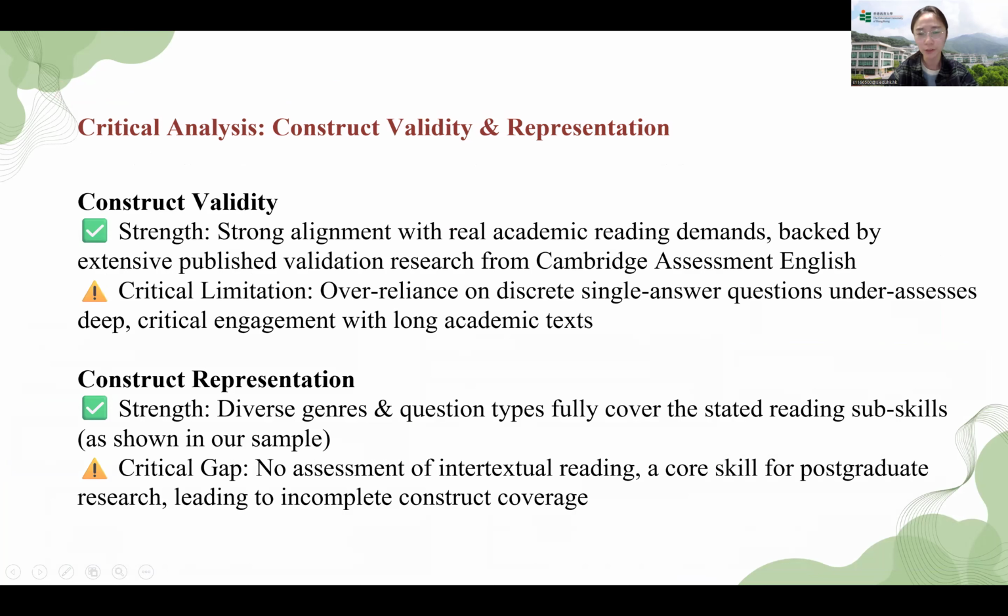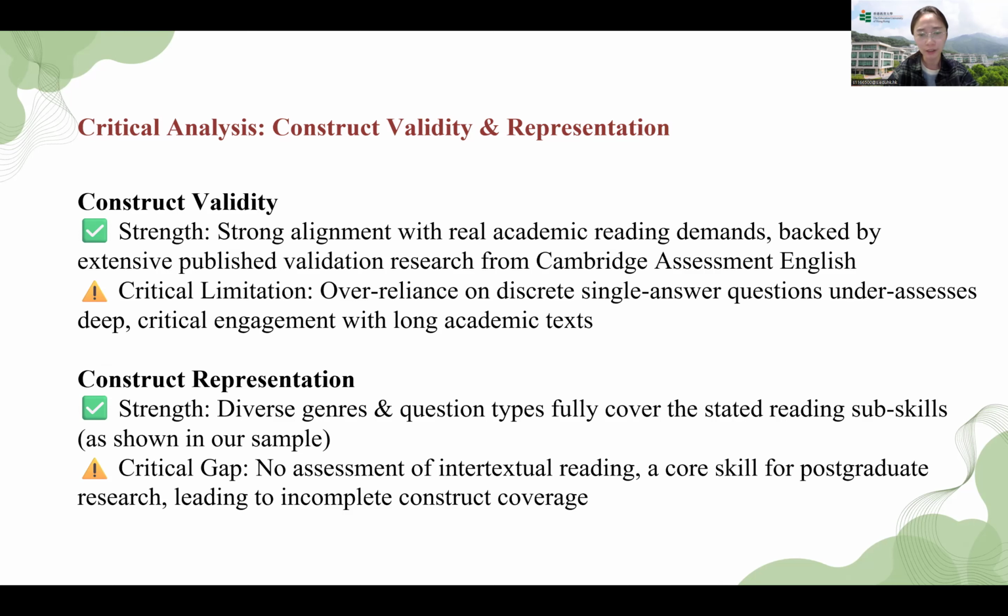Now, moving to the critical analysis, starting with construct validity and representation, the foundation of any standardized test. On the positive side, IELTS reading has robust construct validity. Cambridge Assessment English has published decades of peer-reviewed validation research proving the skills tested here directly align with the real reading demands of undergraduate and postgraduate study.